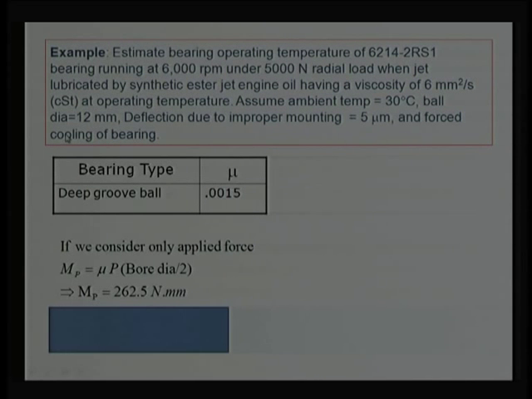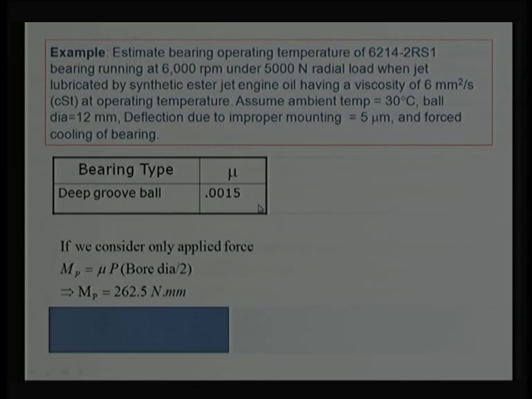And there is forced cooling of the bearing. We already discussed that for forced cooling, the cooling factor comes out to be 2.5. For natural cooling, it will be 1. For the closed circuit where there is no proper heat dissipation, that will turn out to be 0.5. Now, we are choosing a deep groove ball bearing, naturally we need to choose what will be the coefficient of friction in ideal condition.